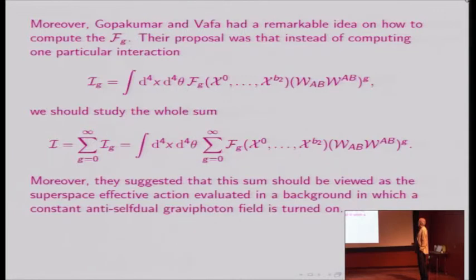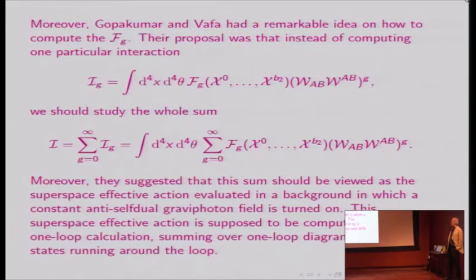But they suggested that this sum should be viewed as the superspace effective action evaluated in a background in which a constant anti-self-dual graviphoton field is turned on. So they said, turn on a constant gravitational field in space-time, calculate the effective action, and that's going to be this. And they also said that the superspace effective action should be computed by a one-loop calculation, summing over one-loop diagrams with BPS states running around the loop.